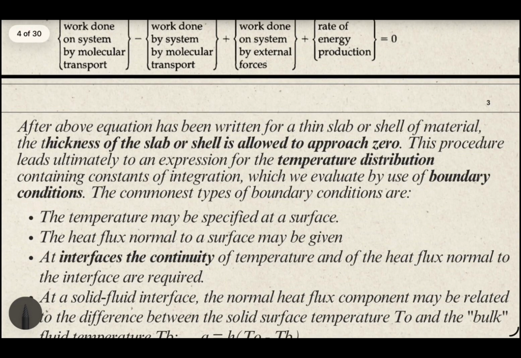Now moving forward, we would write this equation for the thin slab that we have considered. Then we would make the thickness of the shell or slab approach 0, which will give us the differential equation. Then we would integrate it. After integration, we would have integral constants like C1, C2, C3. So we need to find their values. How can we find their values? We need the boundary conditions. So in this case, boundary conditions are very important.